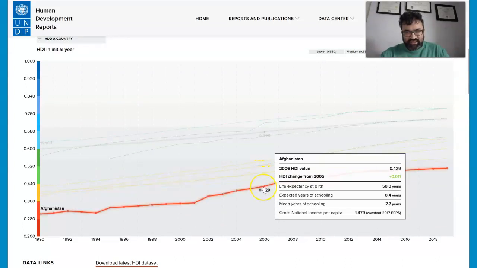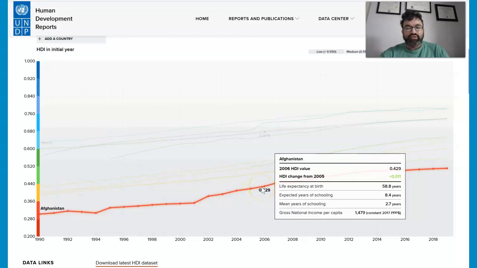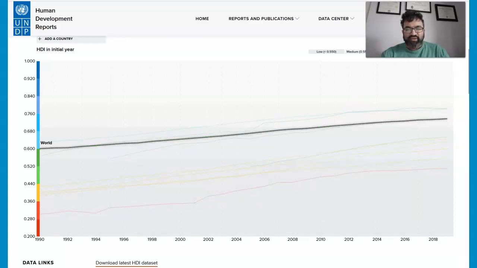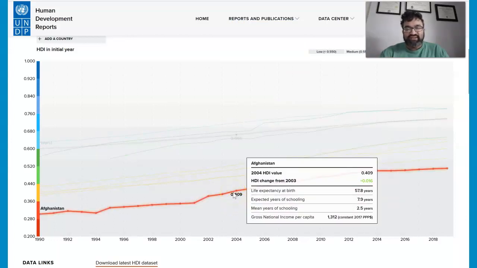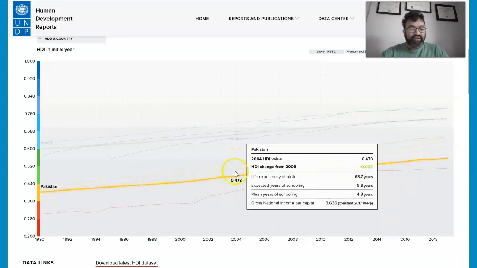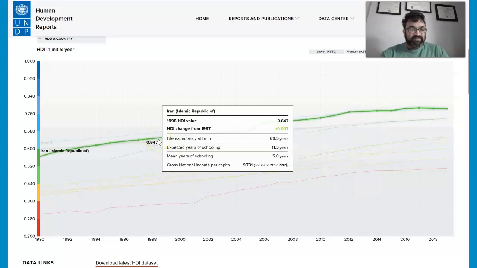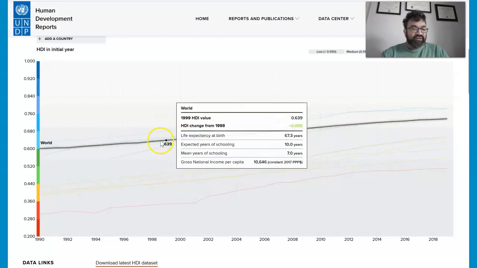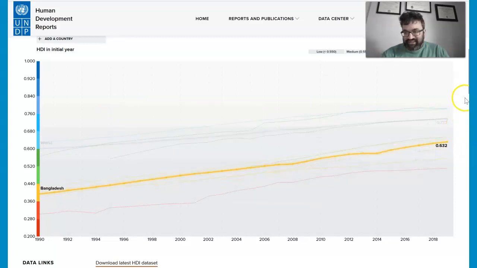For instance, Afghanistan's HDI is actually much lower than that of the world. And Afghanistan is part of South Asia. So as you can see, this is not just the whole region. It breaks it down by country within that region. So, for instance, India, Nepal, Pakistan, Bangladesh, Maldives, Iran, Sri Lanka, all of these are part of South Asia. So when you say South Asia, it's not just specifically one country.